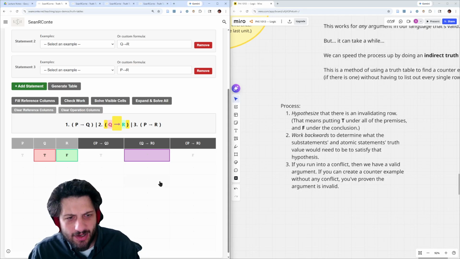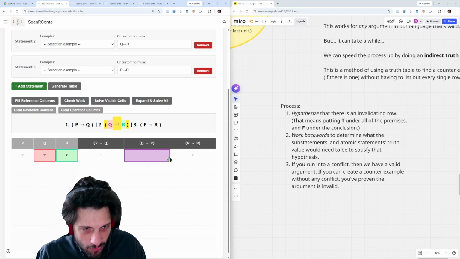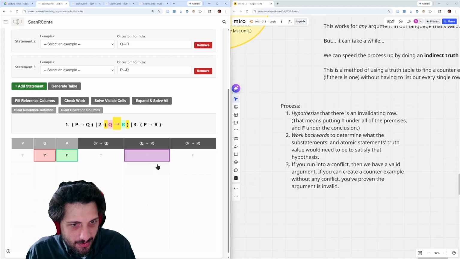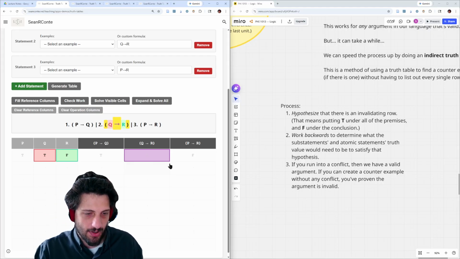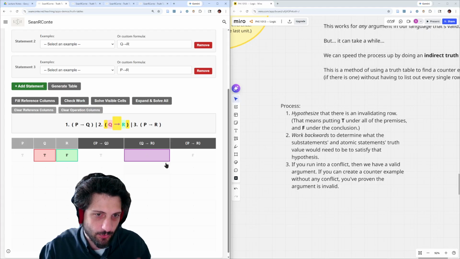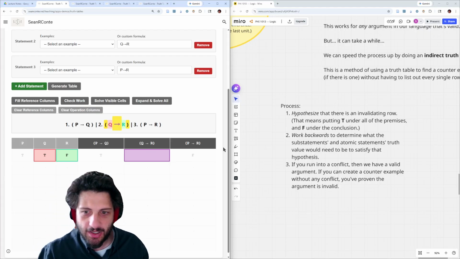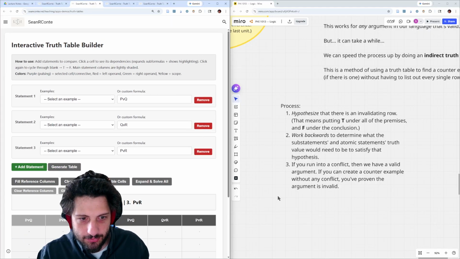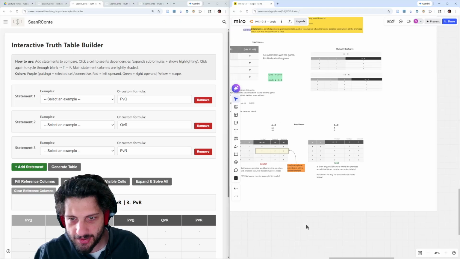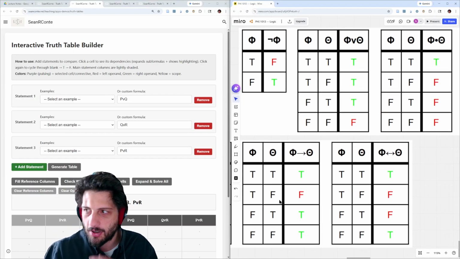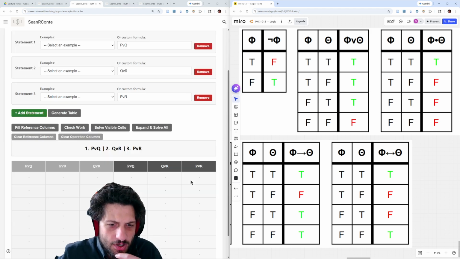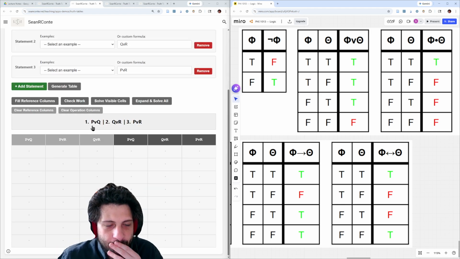So let's go ahead and look at some more examples. We proved that this argument was valid because we were not able to find a counterexample. As soon as we tried to find a counterexample, we realized it broke down. So let's look at another example. And I'm going to bring us back to this, just so we could have this on our side. So let's look at this argument.